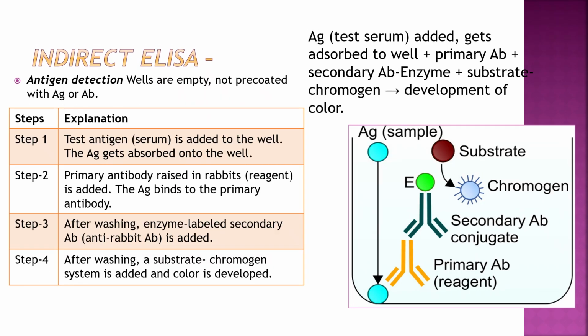Indirect ELISA, antigen detection. Wells are empty, not pre-coated. Antigen, that is serum, is added and gets adsorbed to the well, plus primary antibody plus enzyme labeled secondary antibody. Then substrate chromogen, and development of color.